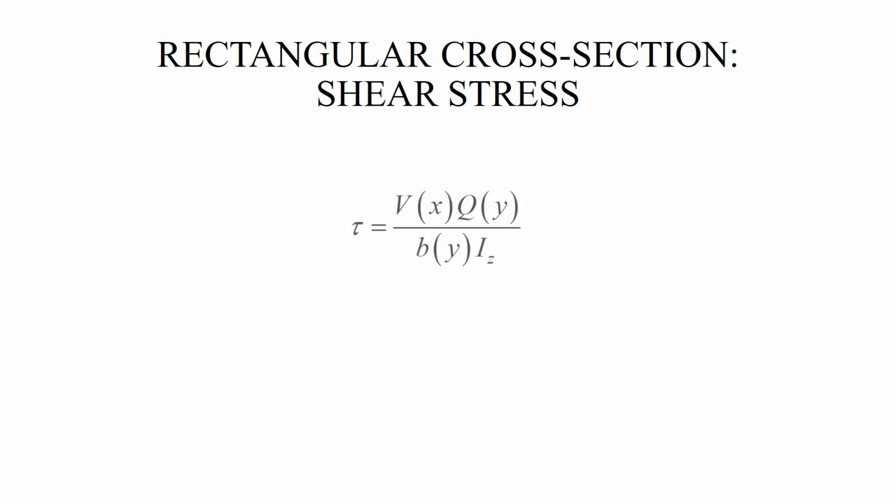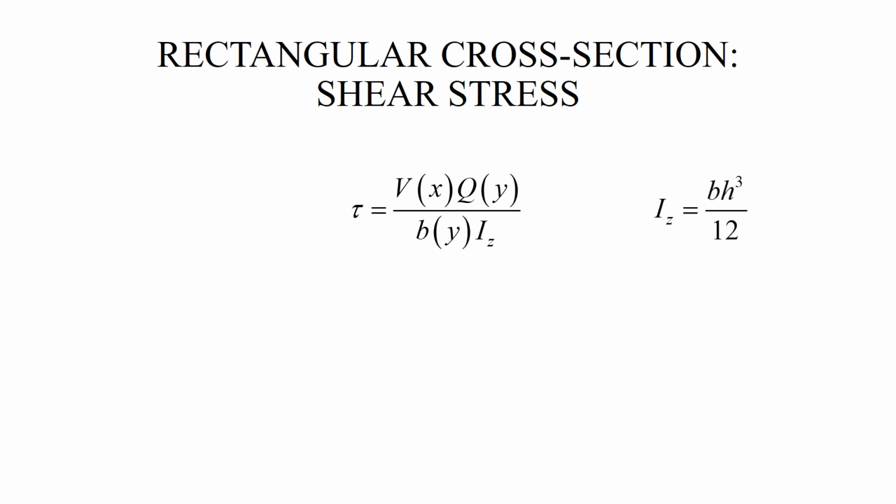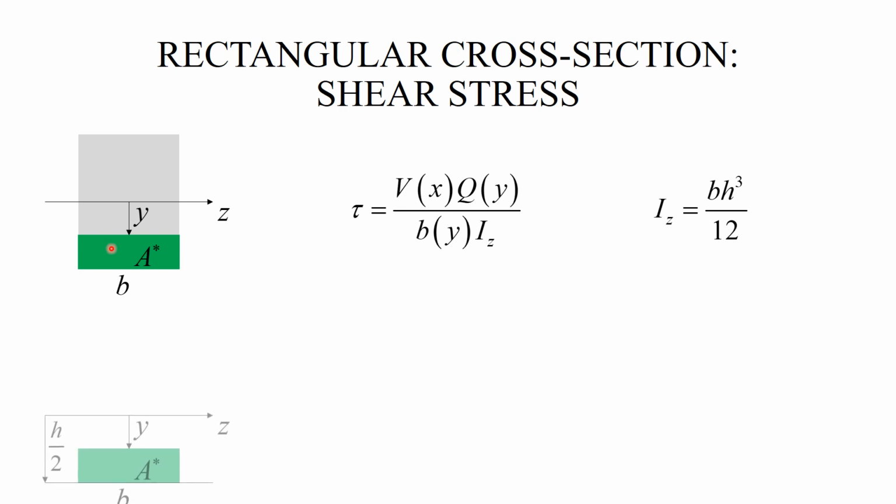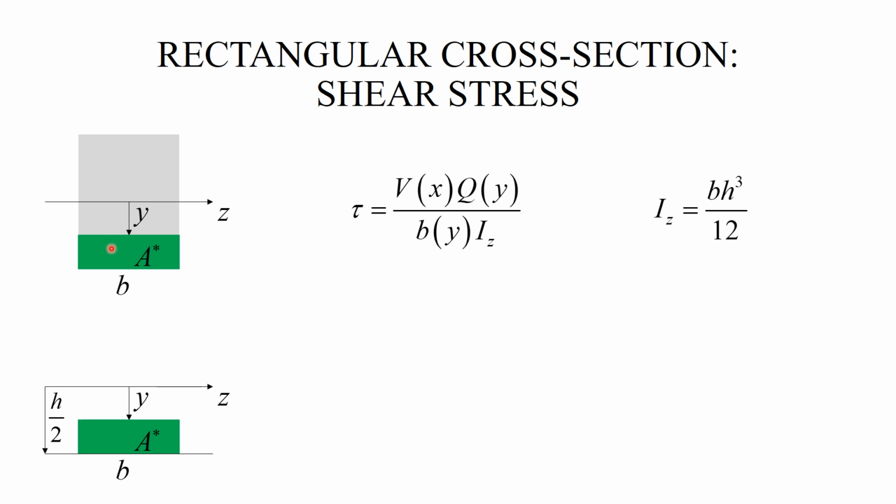Now, for the shear stress, the formula is written in this way, and we know Iz. To calculate the remaining quantities Q of y and b of y, let us identify the point of interest somewhere along this line, and the y coordinate is shown here, and below this line shown in green is A star, and let us also have a separate picture for A star that will help us to calculate Q.